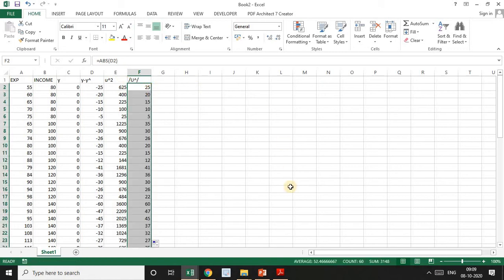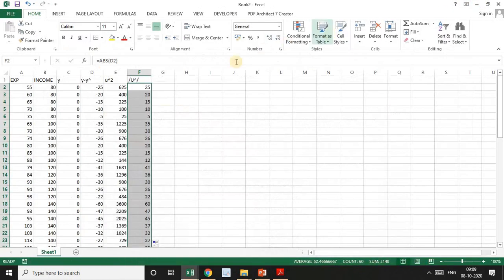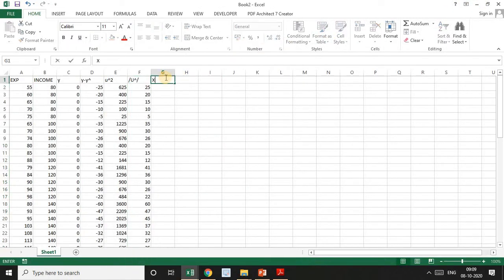Then what is the next? Absolute values of u on xi. Then the second option is root xi. The third option is 1 by xi. The fourth option is 1 by root xi. So first of all, let me take xi is equal to, this is our xi.